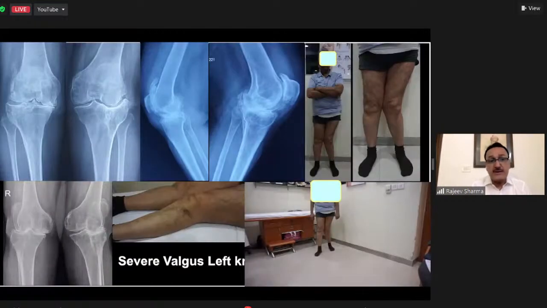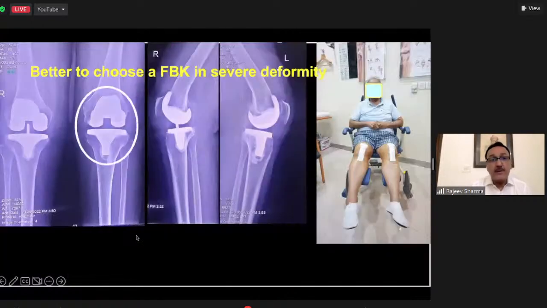Another patient has a very severe valgus deformity, again a fixed valgus, that's what we see here. It is better to choose a fixed bearing joint than a mobile bearing joint, because that will be a far better approach.